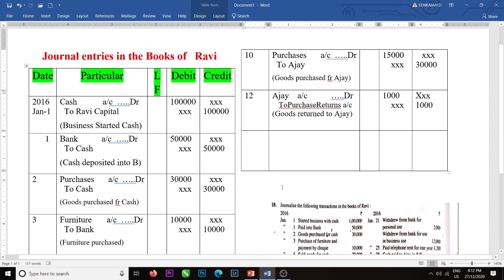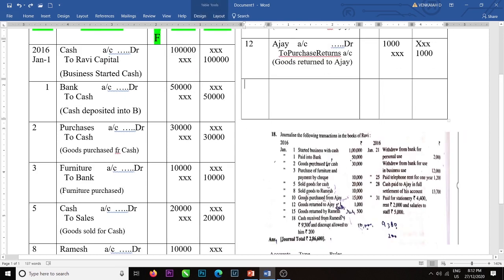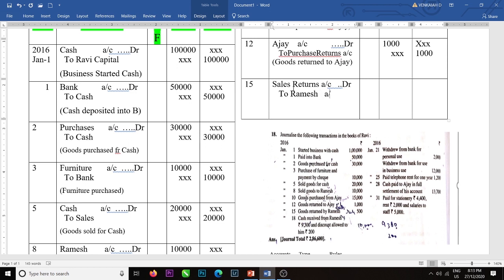It will be sales returns account debit. Goods are coming in or not? Sales returns account debit to Ramesh account. Ramesh account is credited because he is giver. Amount is 500.